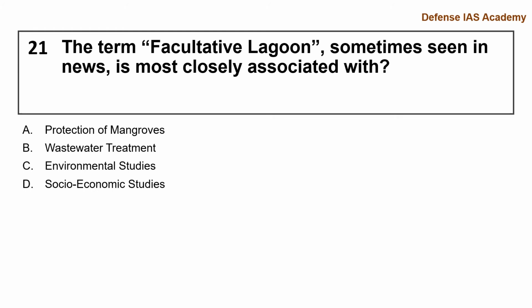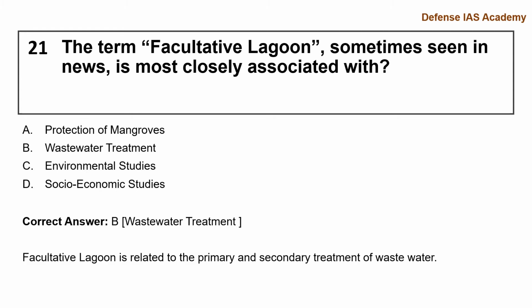Question 21. The term facultative lagoon, sometimes seen in news, is most closely associated with what? The correct answer is option B, wastewater treatment. Facultative lagoon is related to the primary and secondary treatment of wastewater.